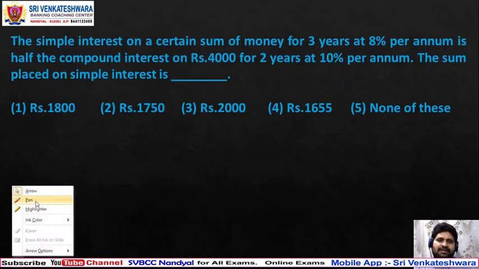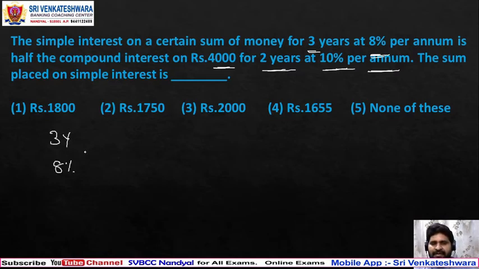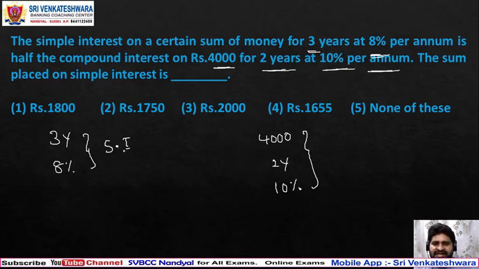Next one, understand this one. The simple interest on a certain sum for 3 years at a rate of 8% per annum is half of the compound interest on 4,000 for 2 years at a rate of 10% per annum. So whatever the simple interest we get in this case, it will be half of whatever the compound interest we get here.